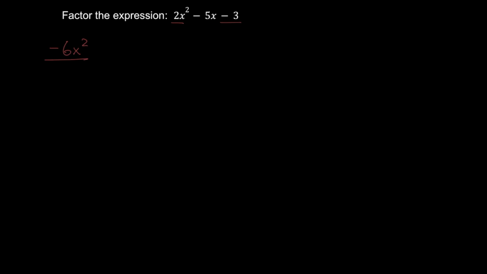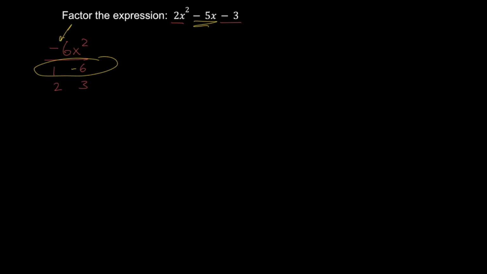And again, if you struggle with breaking it apart, just make a list. 1 times 6 and 2 times 3 are the only combinations of factors that multiply to be 6. Because the sign is negative, I know that one's going to be positive and one's going to be negative. We have to have the one that adds to be a negative 5. So the combination we're going to need is positive 1 and negative 6.